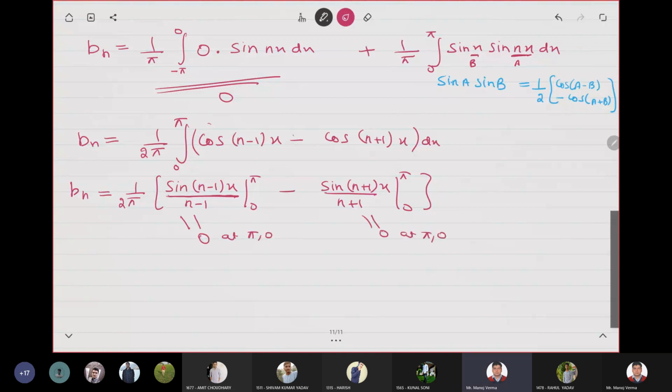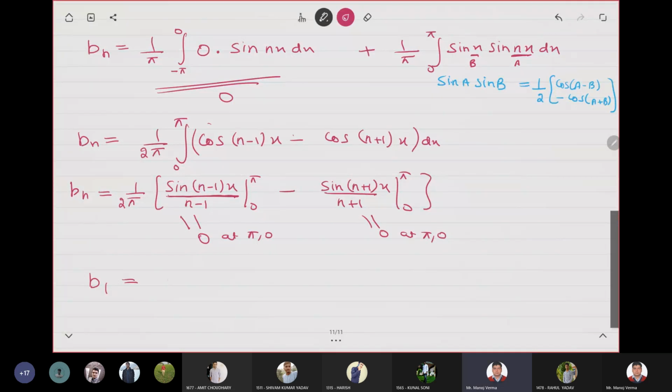Because sin (n minus 1) pi and sin (n plus 1) pi both will be 0 at x equal to pi and 0. But you have to see that the first expression will not go to 0 at n equal to 1, but it will become infinite. For n equal to 1, bn cannot be defined. So what we will do is simply find the value of b1 individually.